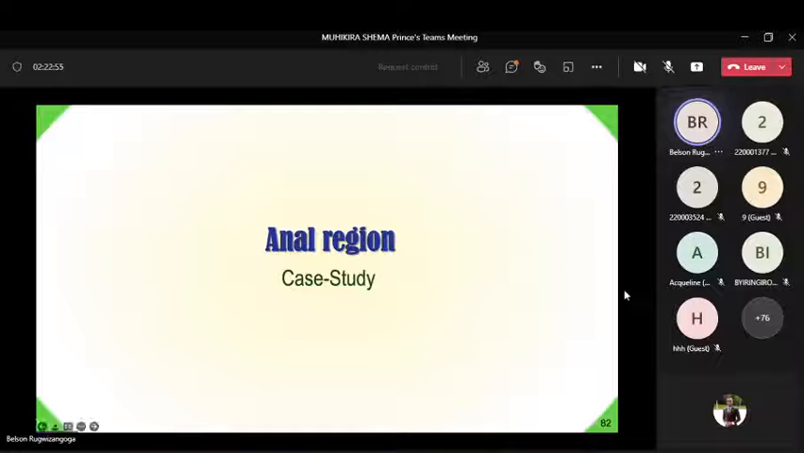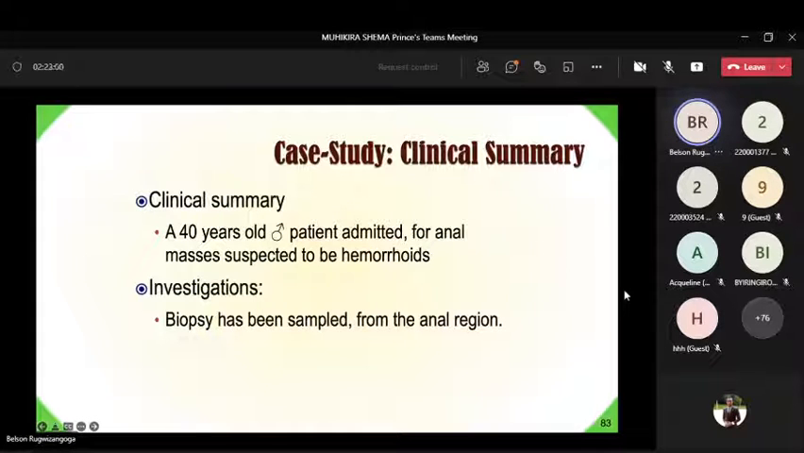Okay, so we proceed with this part. So we start with a clinical case. A 40-year-old male admitted for an anal mass suspected to be hemorrhoids.